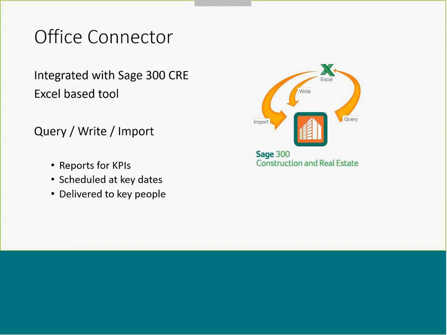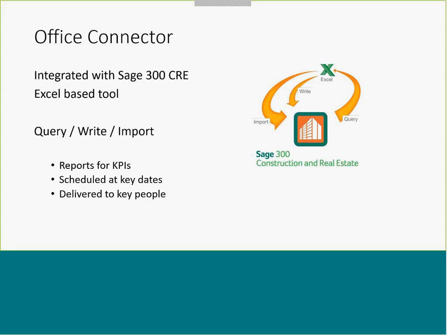Lastly, we have our Excel-based reporting, Office Connector. This integrates directly back to your 300 CRE accounting solution and is one of our more powerful reporting solutions because it uses a common tool, which is Excel. Everyone around the world in one way, shape, or form knows how to use Excel to some extent. Now, by using that common knowledge, Office Connector allows you to integrate back to your accounting database and pull information in a more familiar Excel-based way.